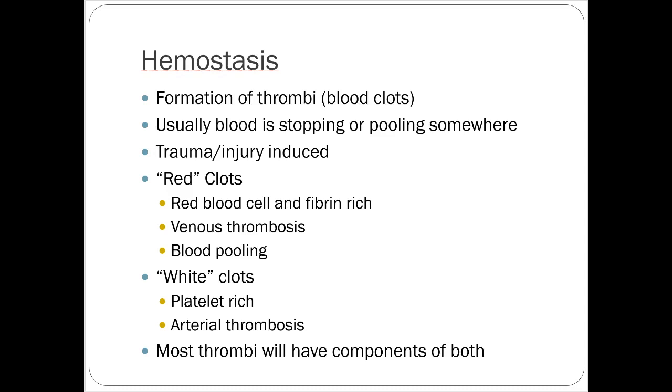So it's very unusual to get a red clot, with red blood cells and fibrin-rich, in arteries, because the blood usually doesn't pool unless you get a blockage, and then you get a buildup, and that's where things get tricky. Then you get both. But a lot of thrombi will eventually have components of both.